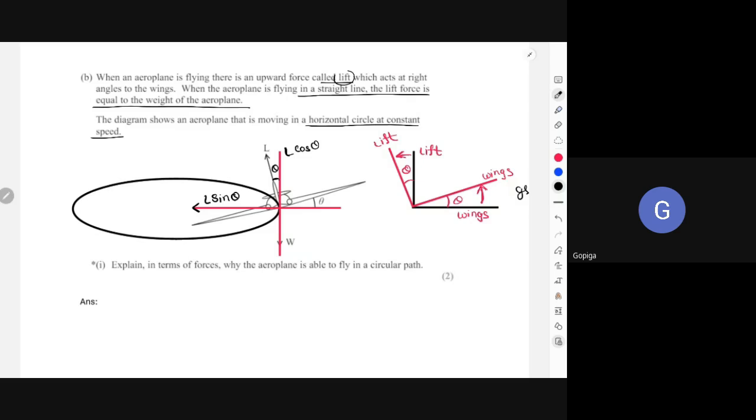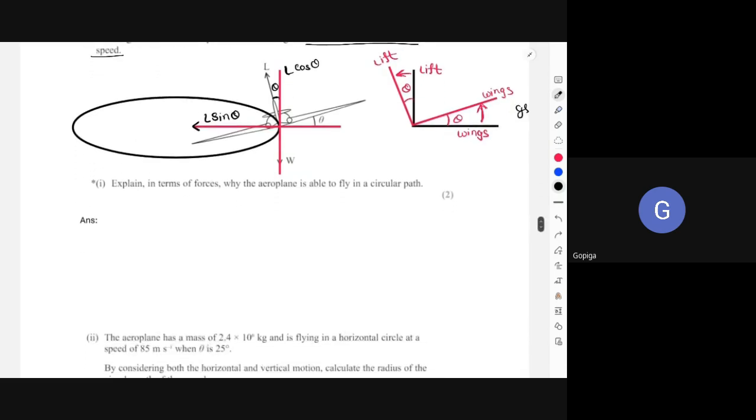It says to explain in terms of forces why the aeroplane is able to fly on a circular pathway. Similar answer to your part A over here. The horizontal component is L sine theta, right? L sine theta is going to act towards the center of the circle, providing enough centripetal force for this plane to move on a circular pathway. That is your answer. In terms of forces, we have explained why this plane is able to move on a circular pathway: because the horizontal component of lift is acting as enough centripetal force.